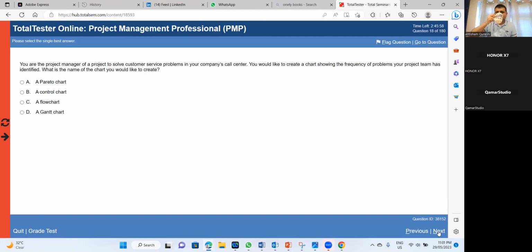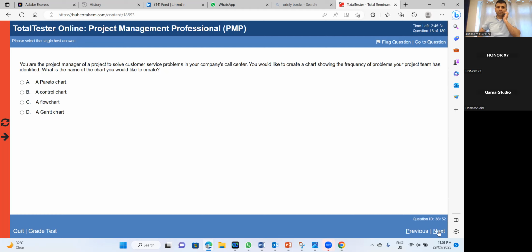You are a project manager of a project to solve a customer service problem in your company's call center. You would like to create a chart showing the frequency of the problem your project team has identified. Is this called a Pareto chart, control chart, flow chart, or Gantt chart?